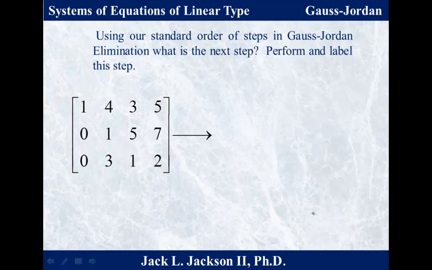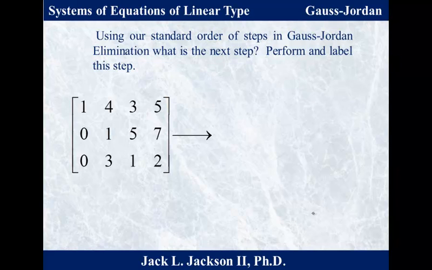Alright, so if we do the standard order of steps in Gauss-Jordan, the way I've been telling you to go at these, what would be the next step? Label the step and do the next step. Don't solve the whole thing down to reduced row echelon form. Just do what would be the appropriate next step in the process. Go ahead and do this now. Press pause.